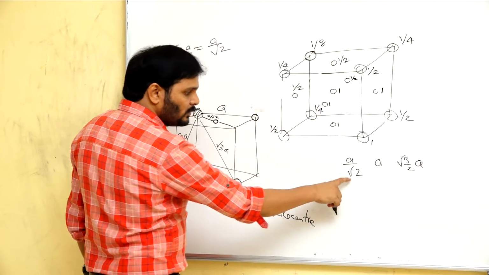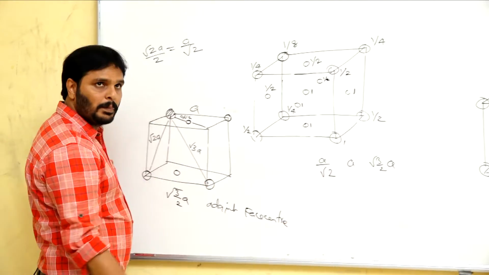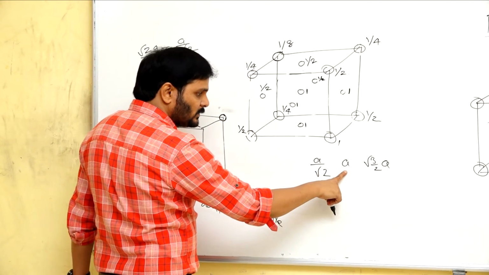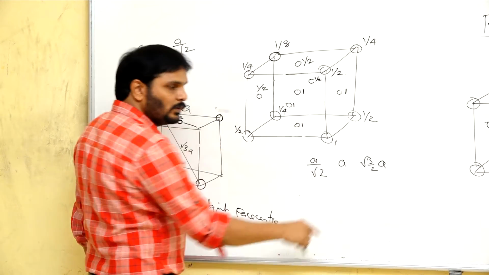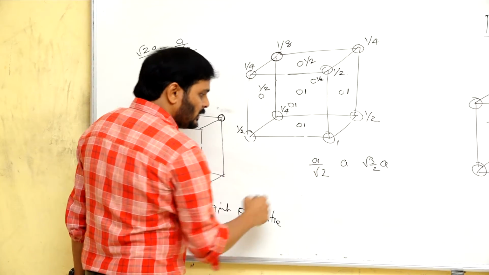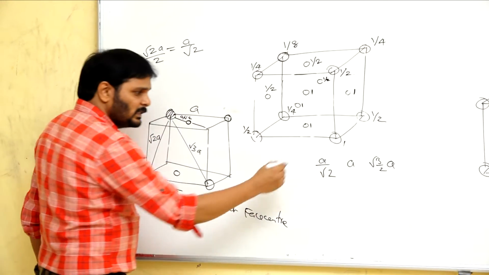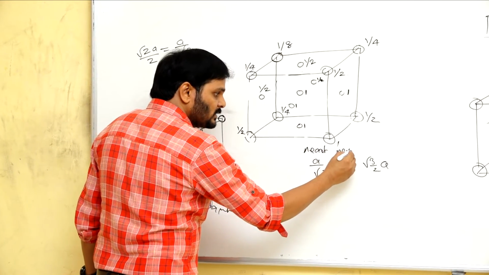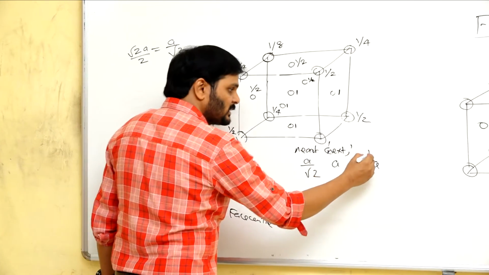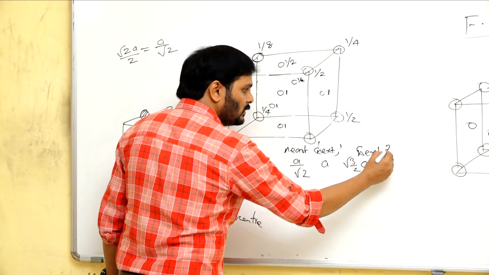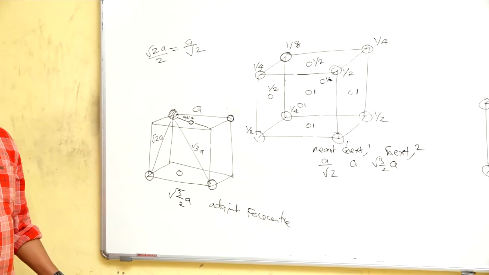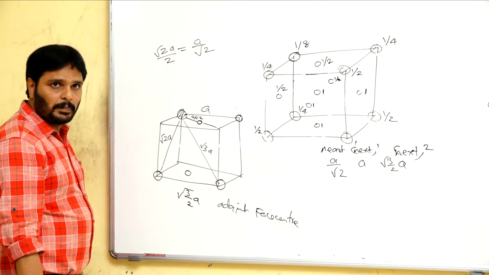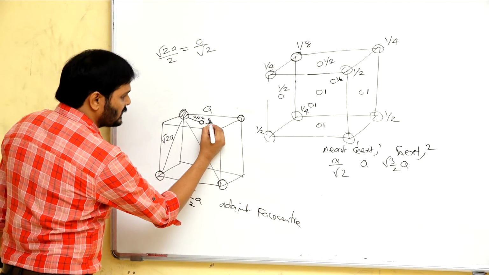Now this is a by root 2. Just multiply with root 2, a. Right? This is a by root 2. Next, a. Next, root 3 by 2a. This is separated with the minimum distance. I can say this is the nearest one. Now this is the next one. Now this is the next two. And so on. So a by root 2, a, root 3 by 2a.